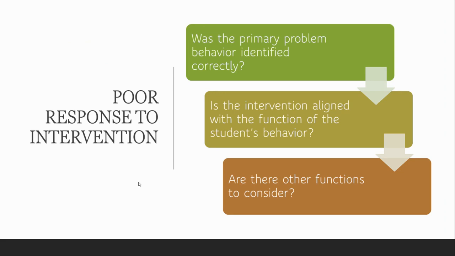All right, so what do we do when we see a poor response to an intervention? After ensuring that the intervention was implemented correctly and consistently, the team should consider the following questions. Was the primary problem identified correctly? So do we need to go back to the facts, adaptive facts, and problem solve again? Is the intervention aligned with the student's function of behavior? So did we identify the correct function of behavior? And then, are there other functions to consider?